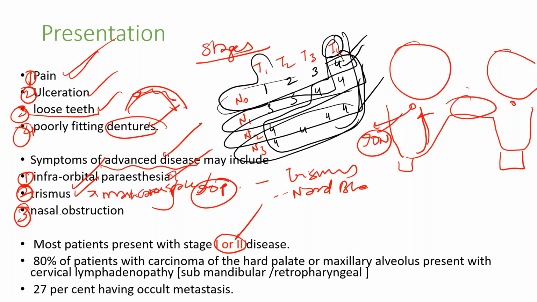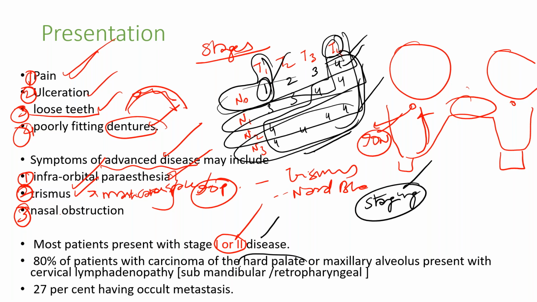So T1 N0 is stage 1. You should get the staging like this. Staging of cancers is done like this. You should keep it in mind. Most patients present with stage 1 or 2 disease, and 80% of patients with cancer of the hard palate and maxillary alveolus present with cervical lymphadenopathy. Cervical lymphadenopathy is very important here.